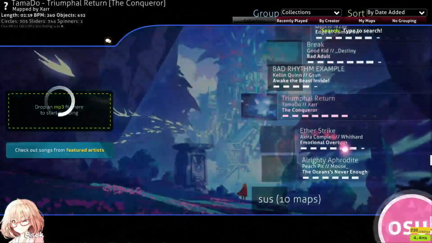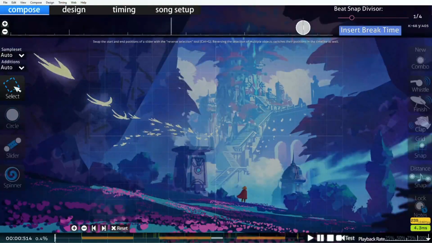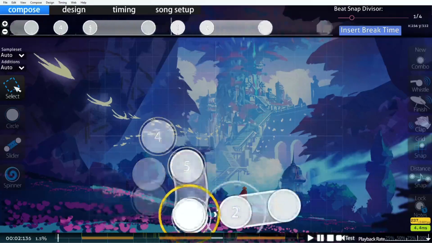Let's leave this for the end. And let's go to Czar's map. Because Czar is probably one of the best mappers out there when it comes to structure and everything. Because his mapping is really structure dependent. Let's watch the map first, and then I'll be breaking this map down.